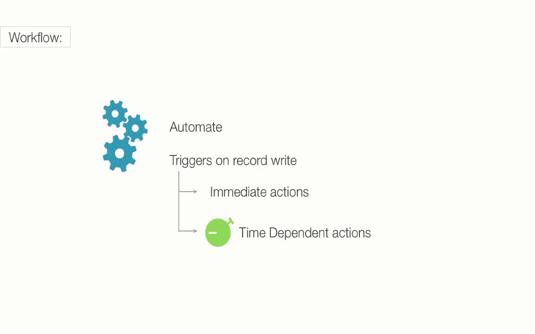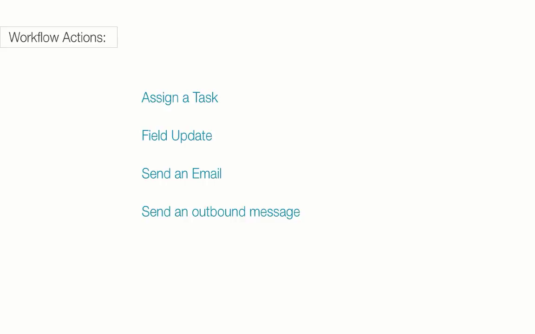Workflows can be used to automate business processes. A workflow can trigger an action when a record is created or edited. This action can be immediate or time dependent. Workflows can trigger the following actions, like assigning a task to someone, doing a field update, sending out an email, or even sending an outbound message.